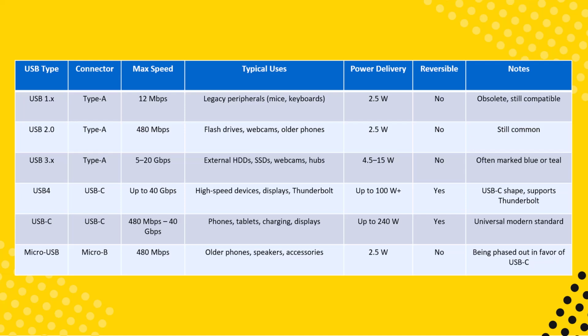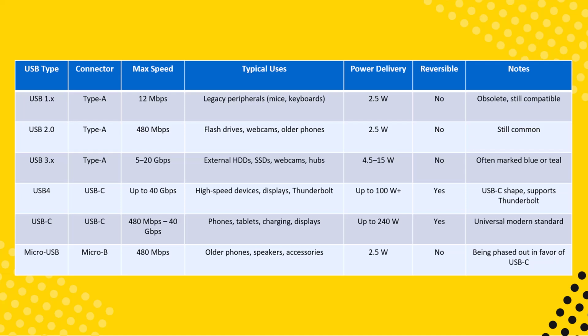USB 3X, much faster, 5 to 20 Gbps, often marked with blue or teal ports, used for external hard drives, SSDs, and hubs. USB 4, supports up to 40 Gbps, high power delivery, and Thunderbolt compatibility.